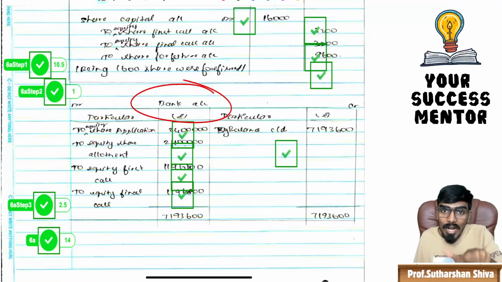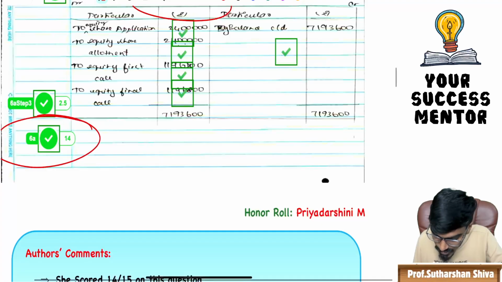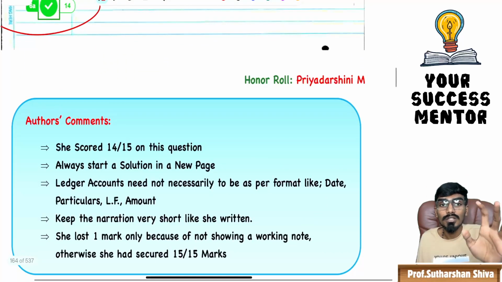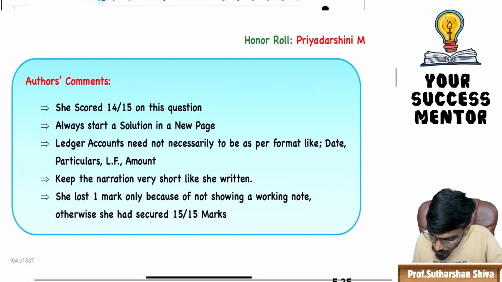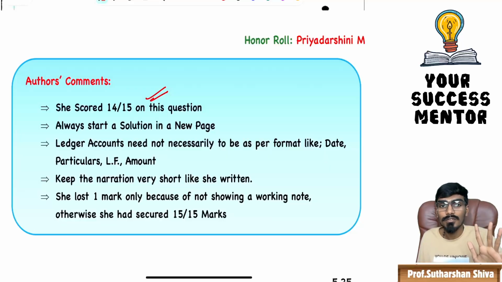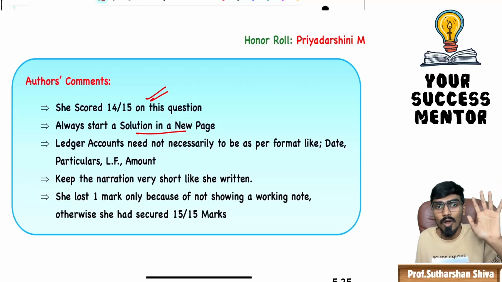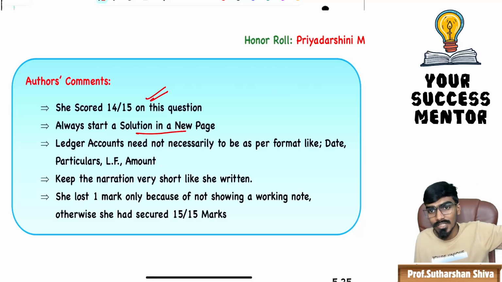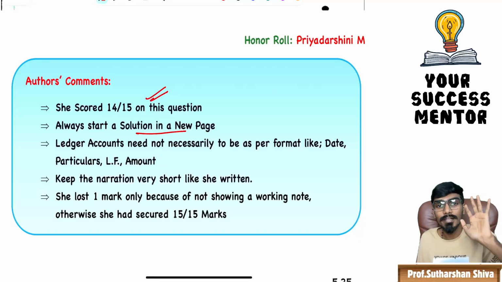So the bank account ledger you should prepare. On 6A, out of 15 marks, the student scored 14 marks. My comment is she scored 14 on 15. Always start a solution on a new page. That is a mistake she committed. It's not a mistake as such, you always start on a new page. That is a clear instruction which has been given by ICAI also.